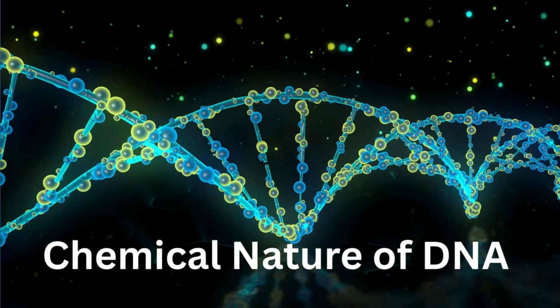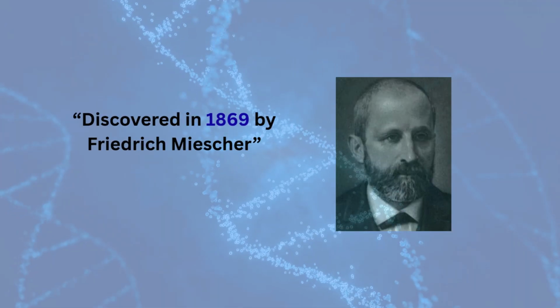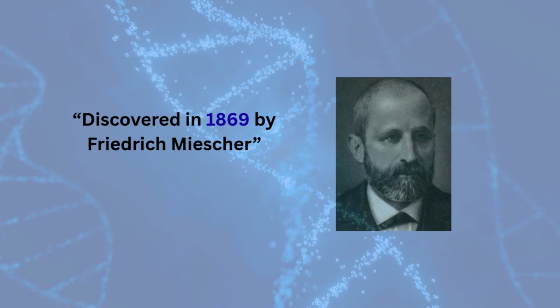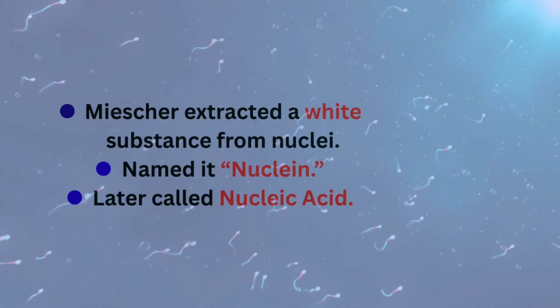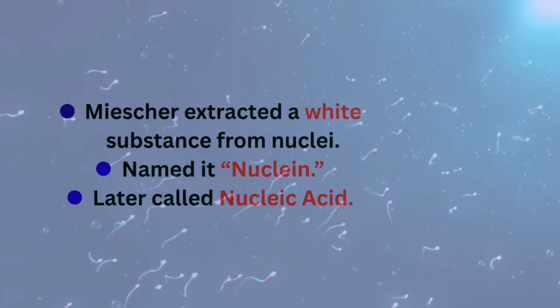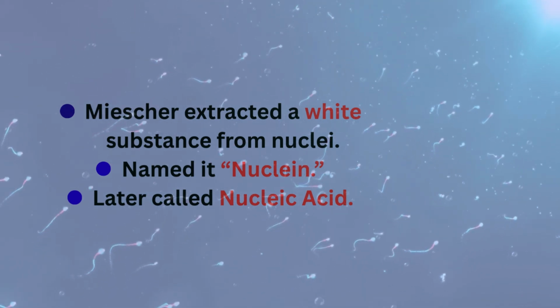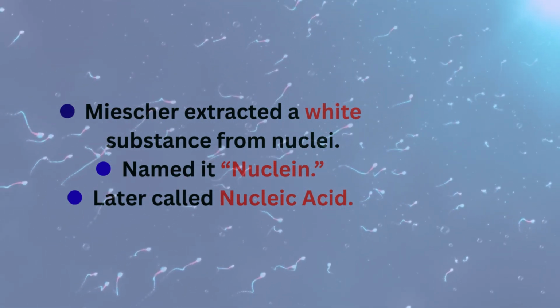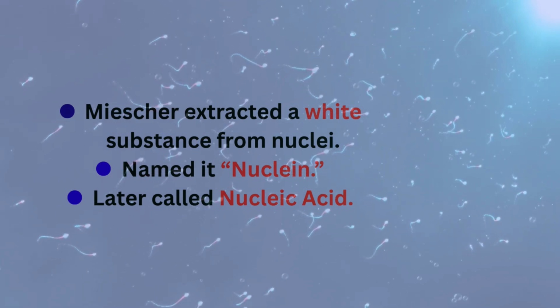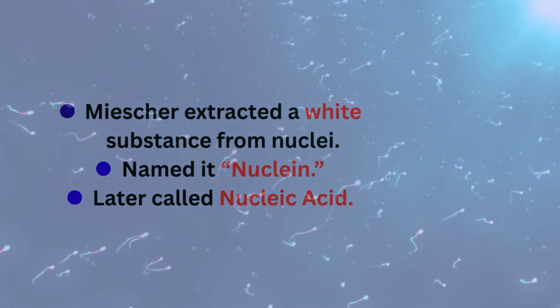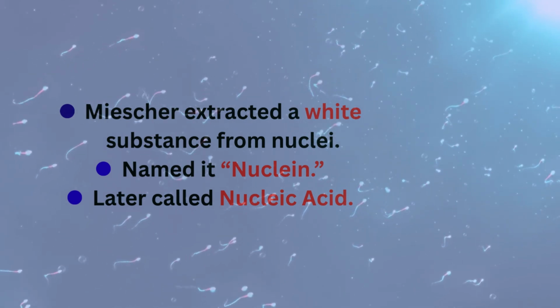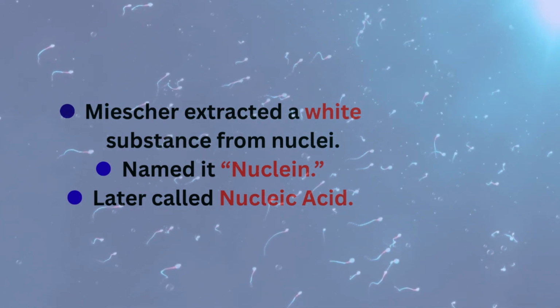Let's talk about the chemical nature of DNA. Back in 1869, a German chemist named Friedrich Miescher made an important discovery. He extracted a white substance from the nuclei of human cells and from fish sperm. Since this substance was always associated with the nucleus, he named it nuclein. Later, scientists realized that nuclein was acidic, so it became known as nucleic acid.